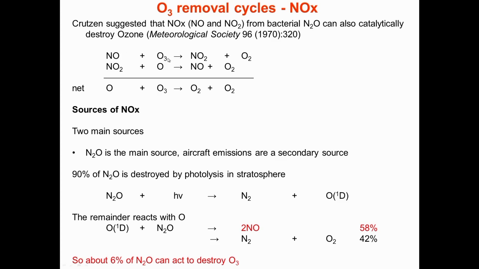So NO can react with ozone to produce NO2 and oxygen. NO2 itself can react with atomic oxygen to produce the NO again. So again, the net sum of those two reactions is that oxygen atoms plus ozone lead to molecular oxygen. So where does the NO come from? We've just said that bacterial N2O, what other sources of N2O are there? Any idea where N2O happens in the atmosphere and why?